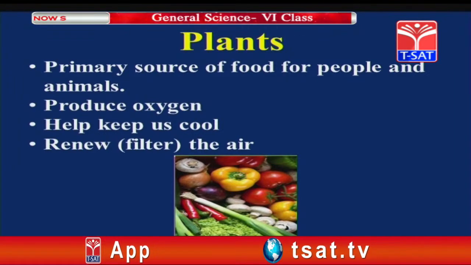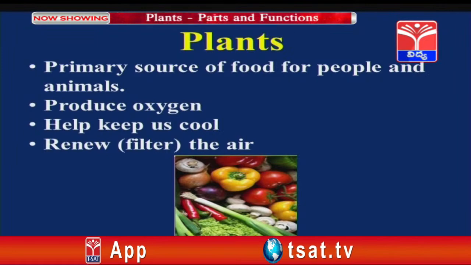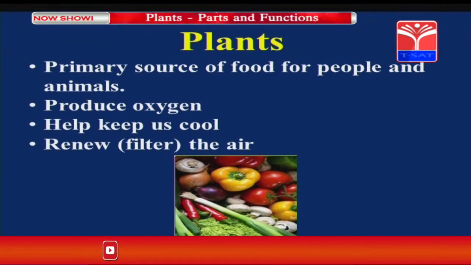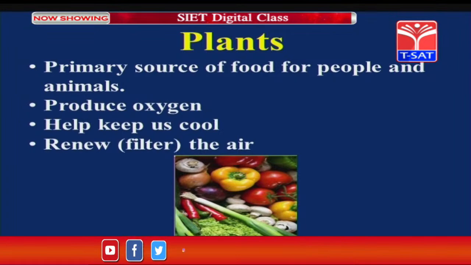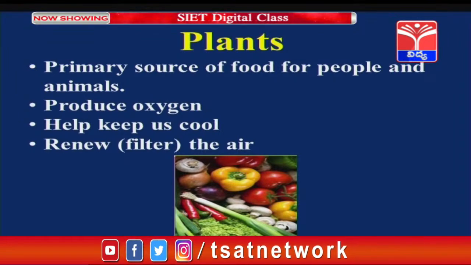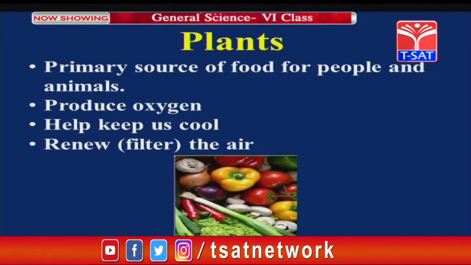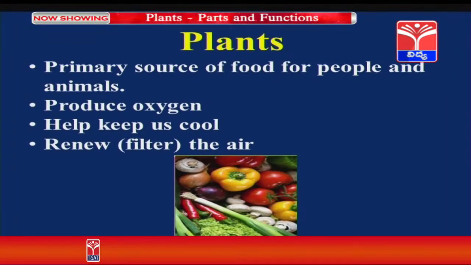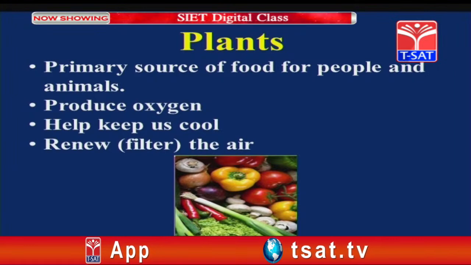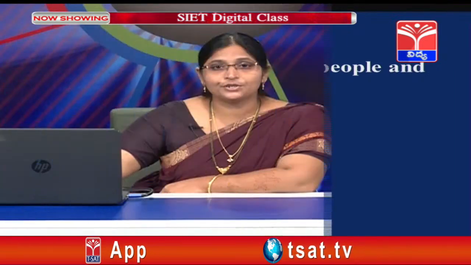Not only that, plants keep us cool. They give a cool breeze. They make the atmosphere cool. And plants renew, that is, filter the air. What is the meaning of renew or filter? They remove the impurities from the air and make the air fresh. So, these are the uses of plants.